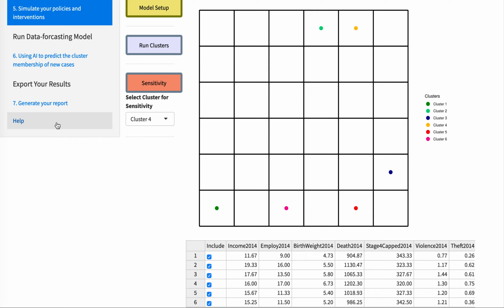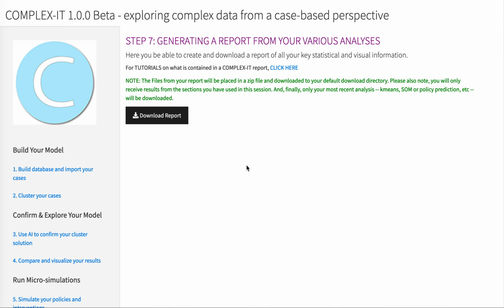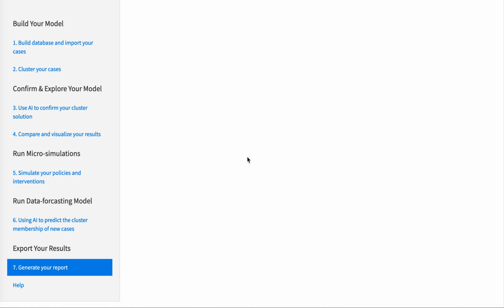And as we'll discuss later, all of this information in terms of statistical form and visual output is in the download report, which we'll talk about in the final video.